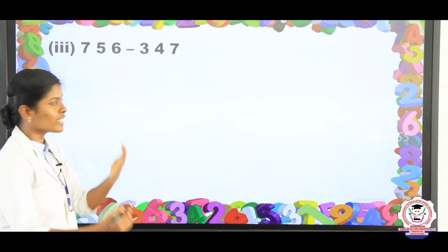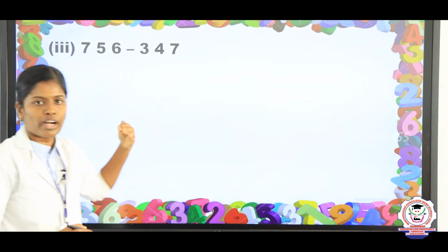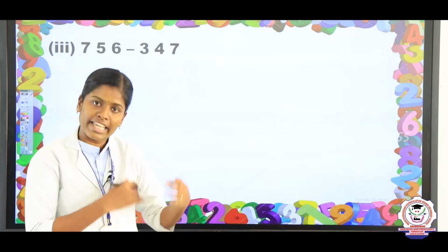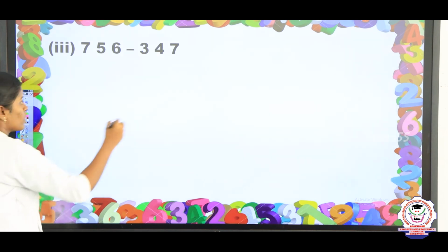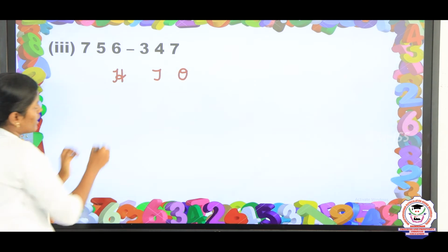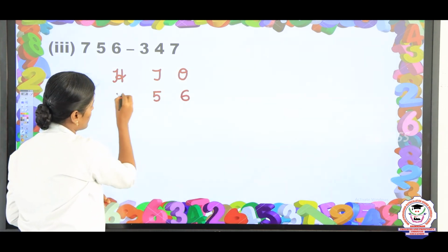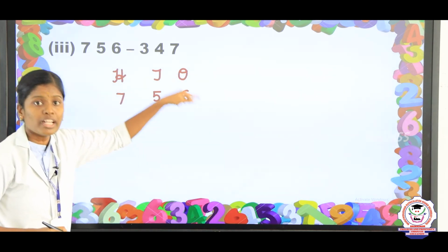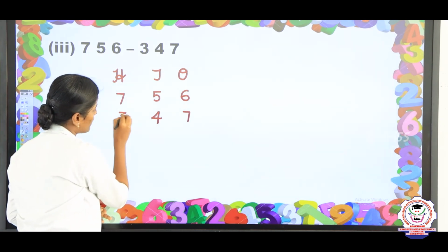756 minus 347. So as usual, the first step is to write the place values. What is the first place value? Ones. And what is the second place value? Tens. And third place value is hundreds. Ones, tens, and then hundreds. The ones place value is 6, 5, 7. Next you take the second group of the number. Here the ones place value is 7, 4, 3.